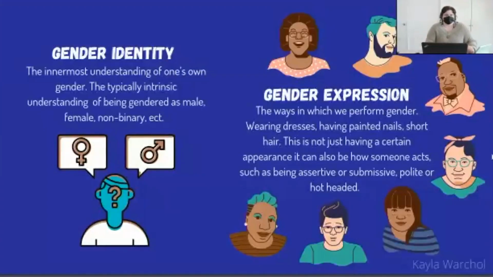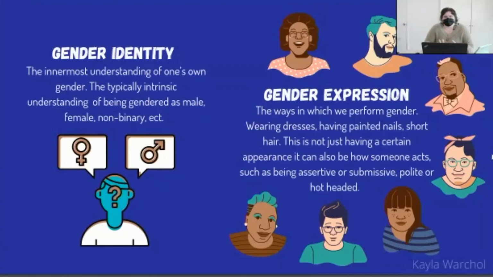And then gender identity versus gender expression. So gender identity, again, it's the innermost understanding of one's gender. It's typically intrinsic. It's your understanding of being male or female, non-binary, etc. Children usually have this understanding by the time they're in preschool, and it only is explored more as they become a little bit older. That's why you see a lot more younger transgender youth nowadays, because we're starting to actually open up the spaces for people to explore that part of themselves sooner rather than later.